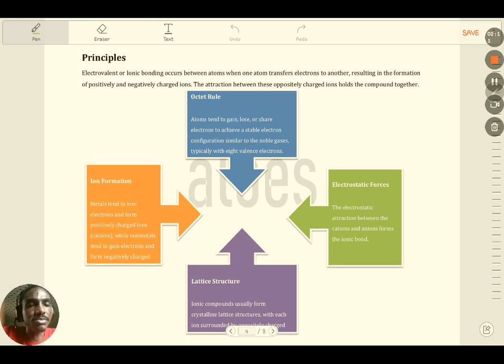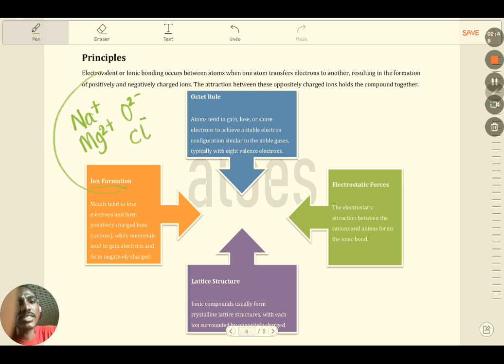Now let's look at the principles that guide ionic or electrovalent bonding. Number one is ion formation. What do we mean by ion formation? Now listen, metals tend to lose electrons and form positively charged ions, which are called cations. And I believe from our knowledge of the periodic table, we have seen some things like this before: Na+, Mg2+, oxygen carrying a 2-, chlorine carrying a negative charge.